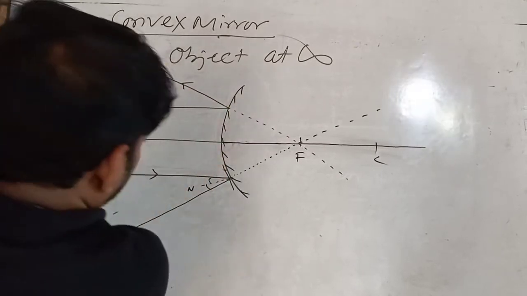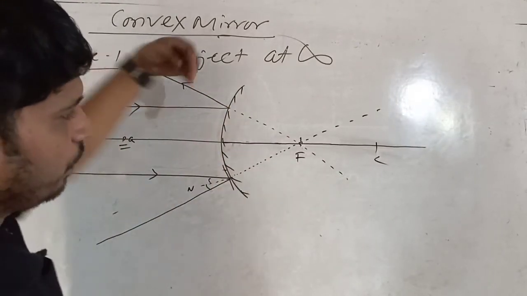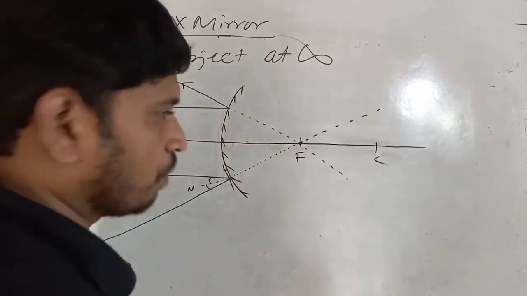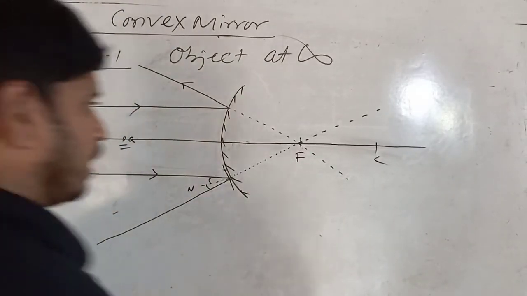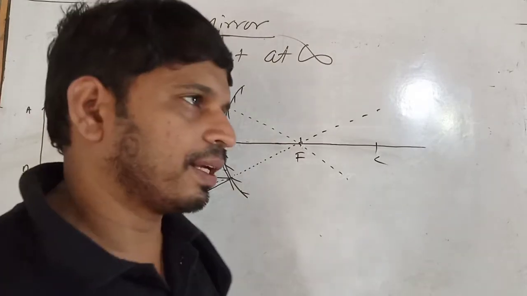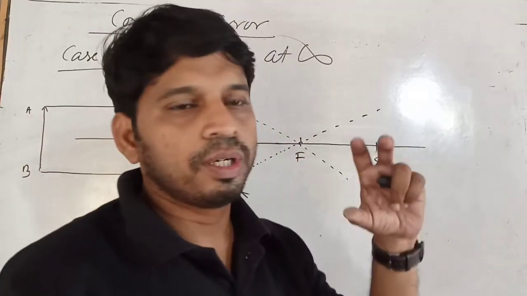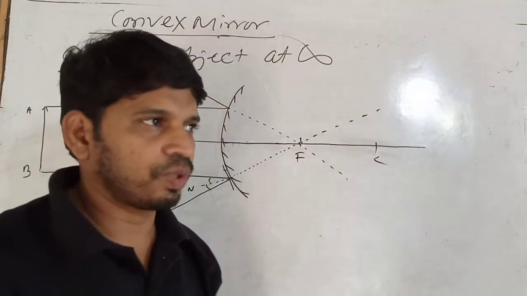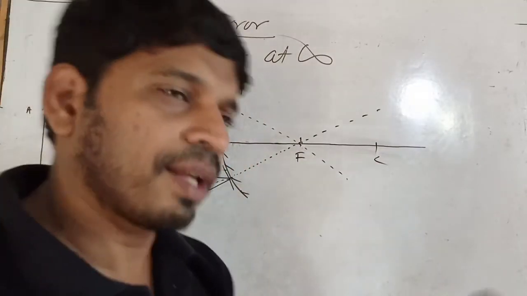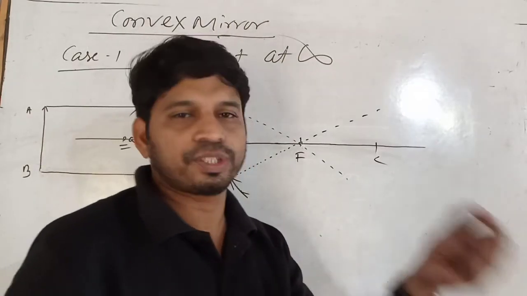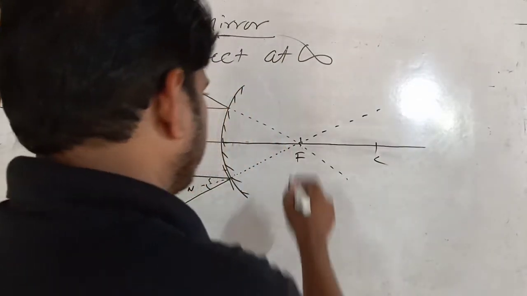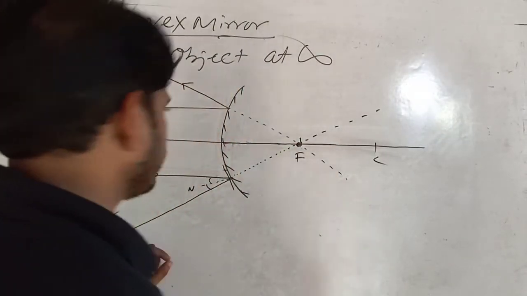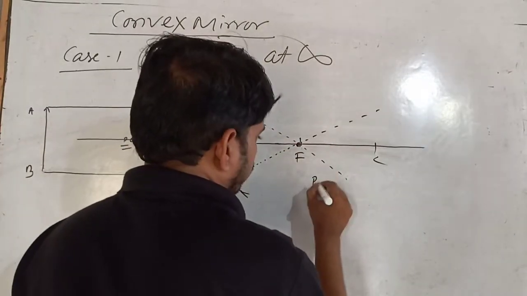But the rays are reflecting on the same side. We are only producing these two rays to intersect at the focus. And we know that whether two rays actually intersect or virtually intersect, their point of intersection is the position of the image, where the image is produced. So the image is produced at F.